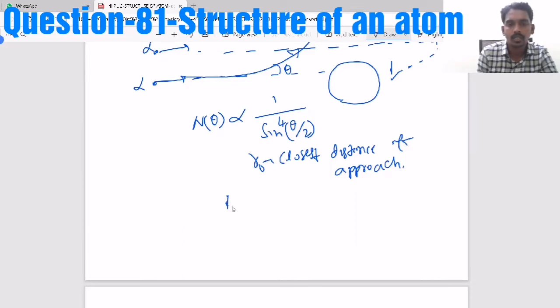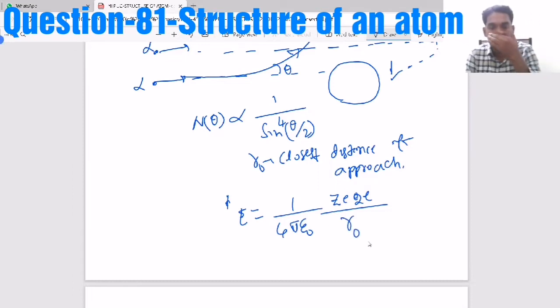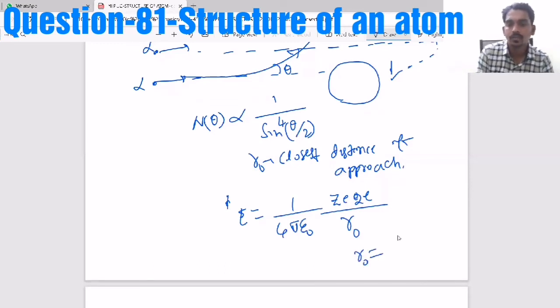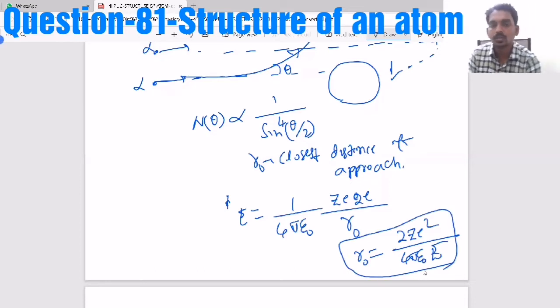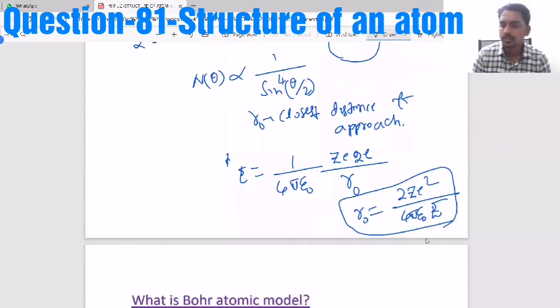all the kinetic energy at the distance of closest approach converts into potential energy, 1 by 4 pi epsilon naught Q1 Q2 by R, from electrostatics. So the distance of closest approach will become 2Ze squared by 4 pi epsilon naught into E. Based on this, usually they ask the questions.